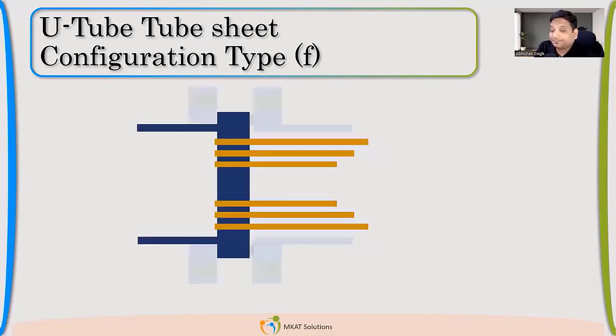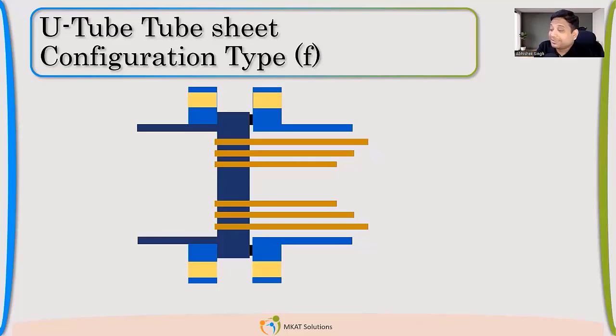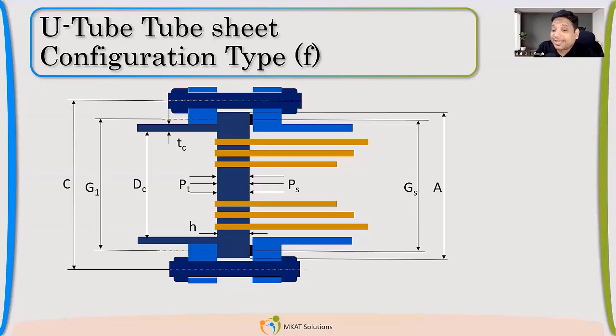Now F, opposite to C, where the tube sheet is integral with the channel, but there is a lap type of flange. So it will be bolted. So this is F type.